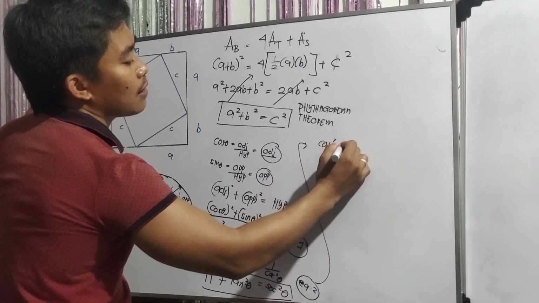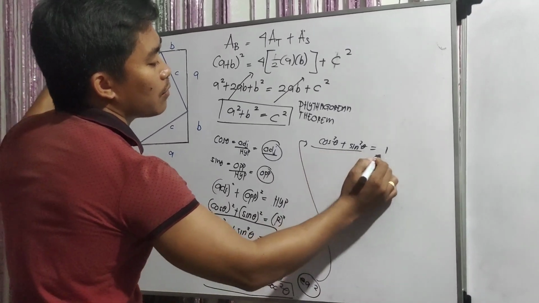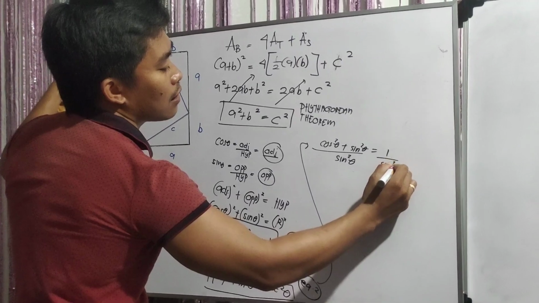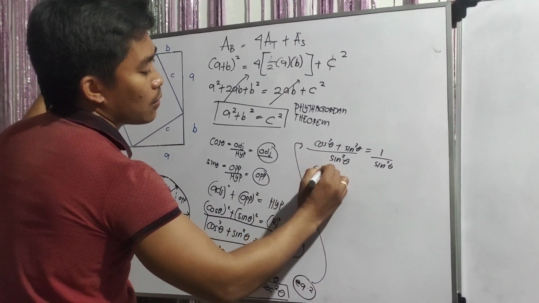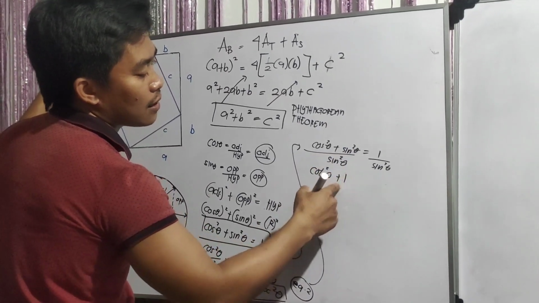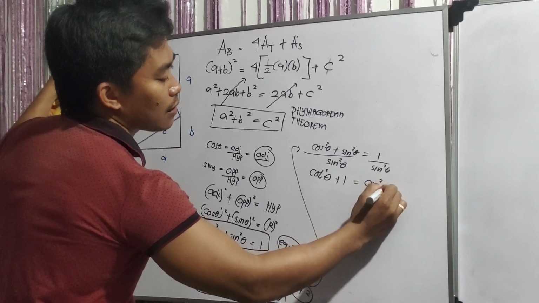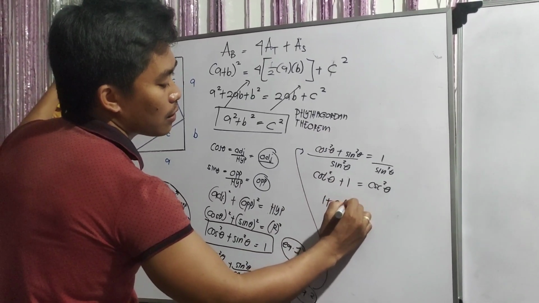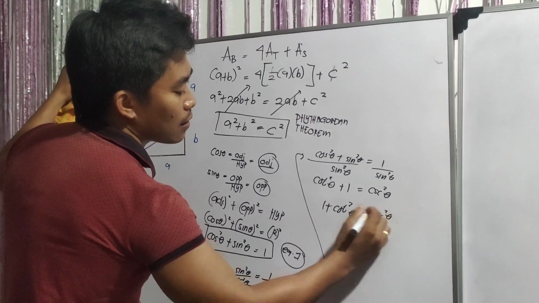Cosine squared theta plus sine squared theta is equal to 1. Divide both sides by what? Let's say we will divide it by sine squared theta. So cos divided by sine, what is that? That is cotangent squared theta. Sine squared over sine squared, that's what? That is 1. 1 over sine squared is what? That is cosecant squared theta. So, rearranging terms, that is 1 plus cotangent squared theta is just equal to cosecant squared theta.